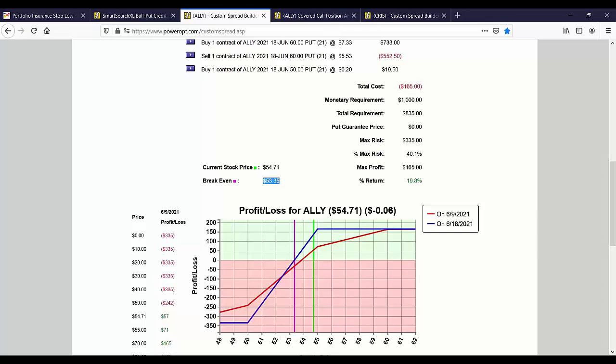This would work, major caution though, if and only if Ally continues to move up to 55, 56 in the next 21 days. If it pulls back down to 52, we're at a loss with a bear put debit. This is what I meant by you're almost reevaluating the entire position from scratch. I know we're looking at Ally here, but take a look at your stock position.